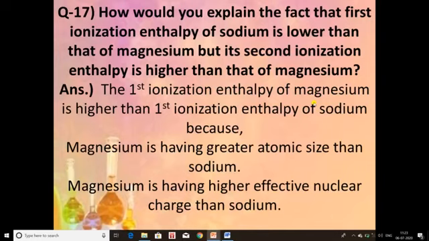On the other hand, in sodium, if you write down the electronic configuration of the sodium atom, only one electron is present in the last shell. So that means it is easy to remove it, so less energy is required.